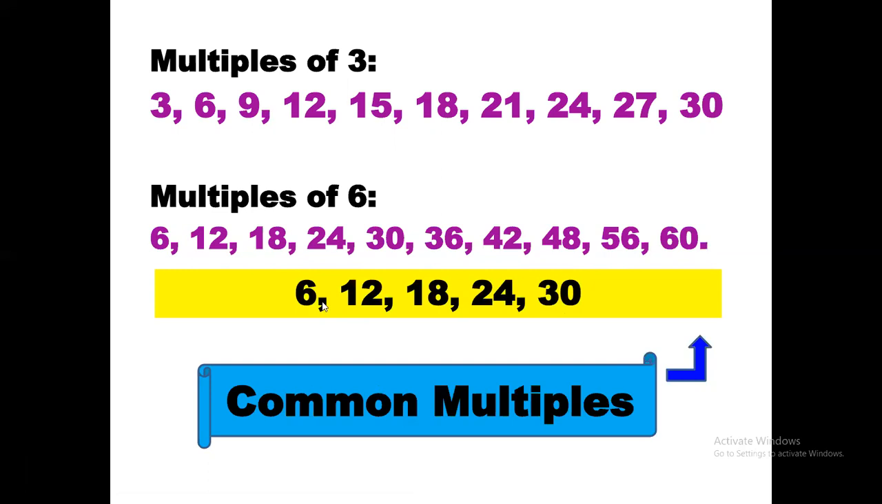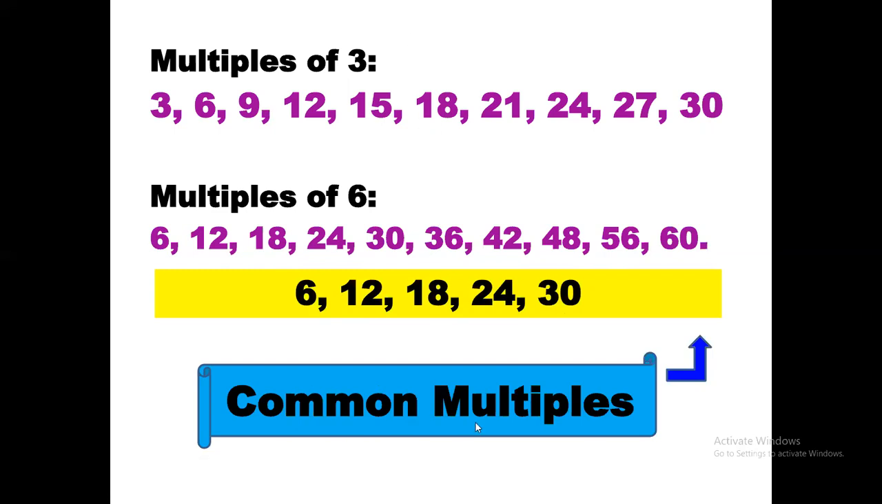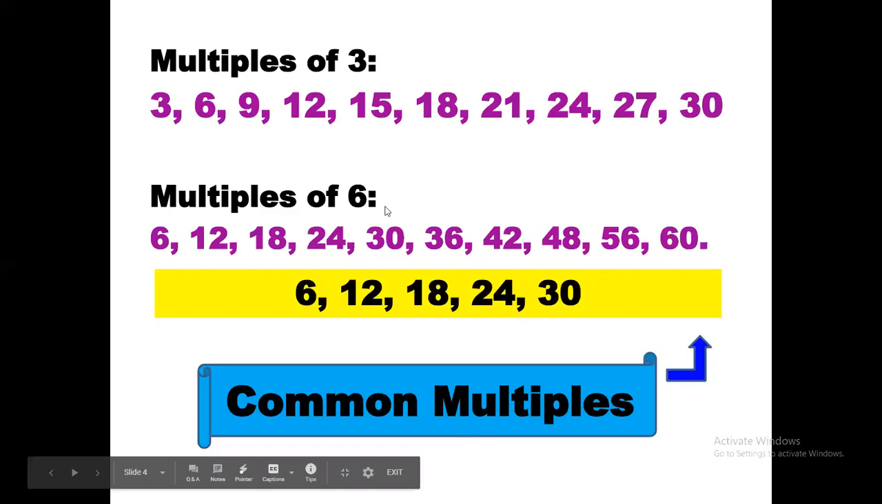So they also have a name. These are called common multiples. Why are we saying they are common multiples? Because these 5 numbers are present in both of the lists. That's why they are known as common multiples. My children, in the paper there is a question where you have to list the multiples of the given numbers, and then you have to find out the common multiples in those. That's why it will be very helpful for you.